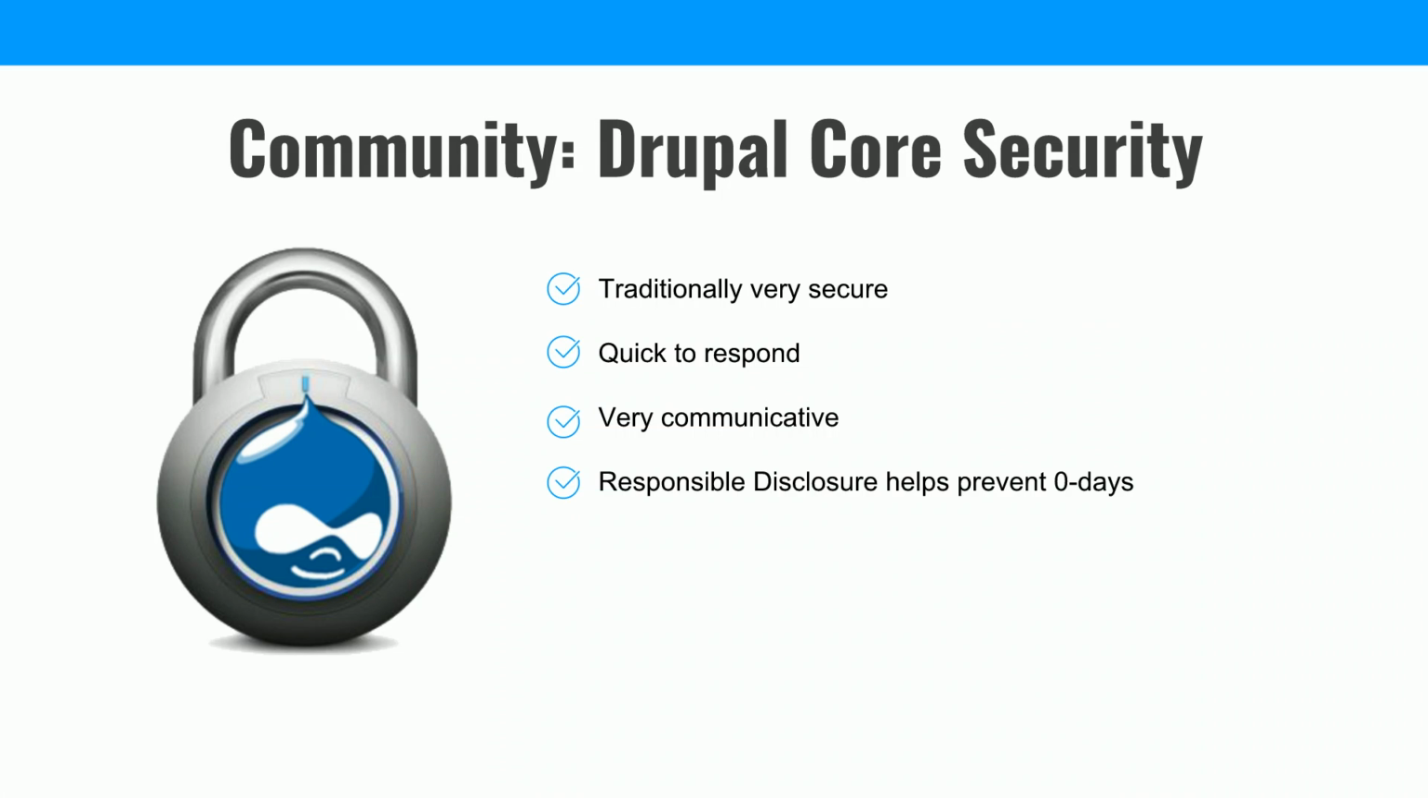The Drupal security team is quick to respond and very communicative. I mentioned the Drupal security advisories. And they have a process in place, a very mature process for responsible disclosure. So if a security researcher finds a vulnerability in Drupal core, the team has a process in place for that vulnerability to be disclosed privately, securely, just with the security team. And then they will work with the developers to patch that, and then issue an update or a patch for Drupal core, and issue a security advisory to go along with that.